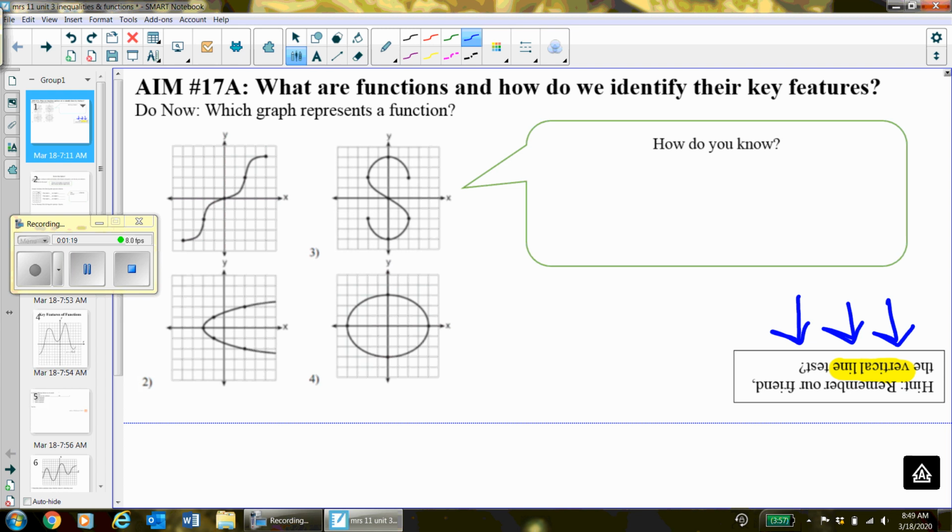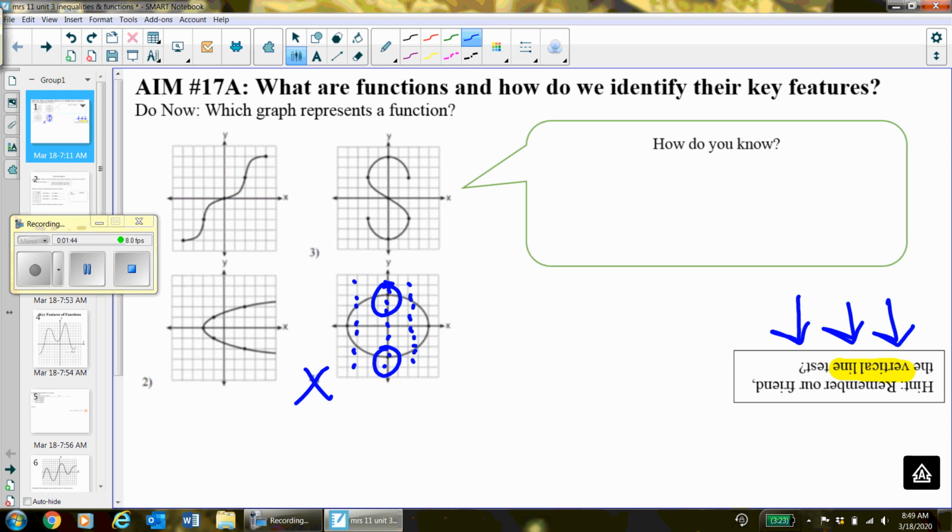So vertical line test, right? Vertical line means that it's going up and down. So if I was to draw a vertical line on each of these graphs, if it touched the graph more than once, that means it is not a function. So I can rule out answer choice 4 because it's hitting the graph here and here in multiple places.